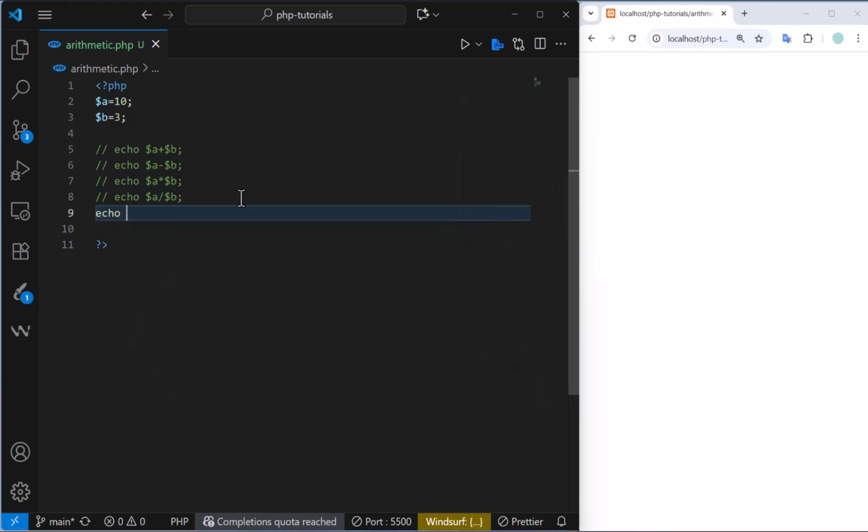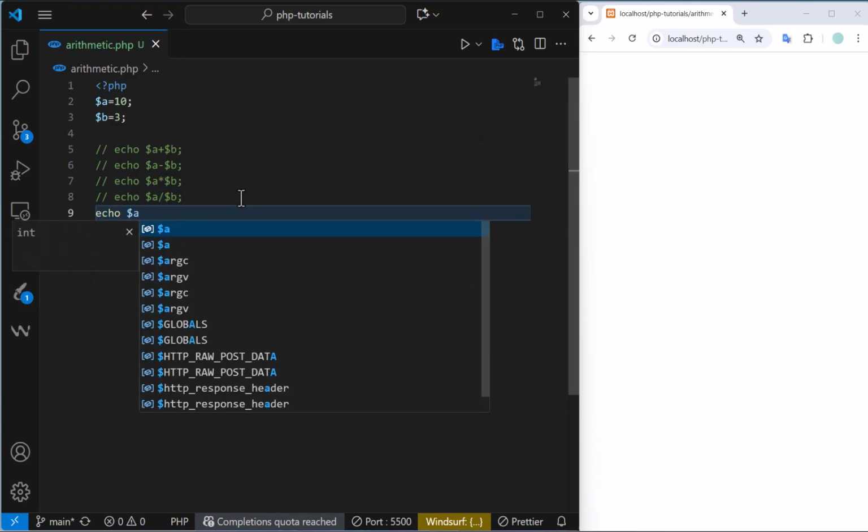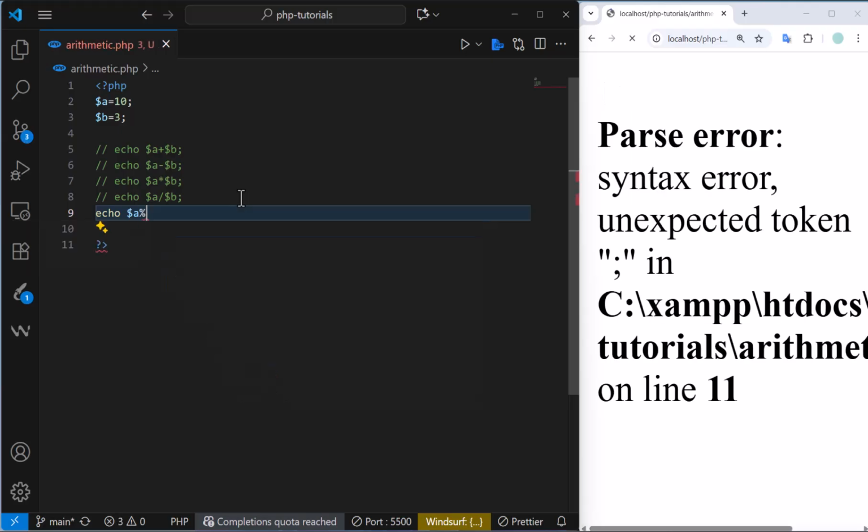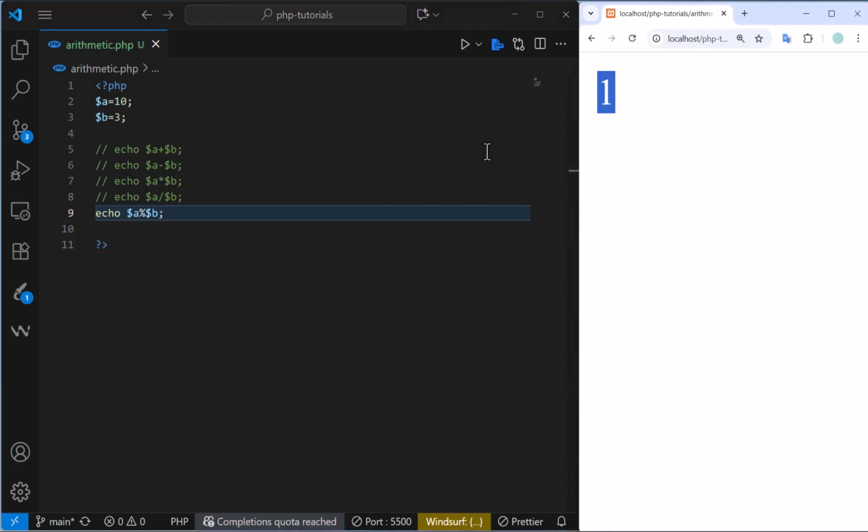So let's see, $a, a percentage sign. Remember, this is not the percent. It's the remaining amount of the division of these two. So $a percentage $b. Now we should get 1 in here.